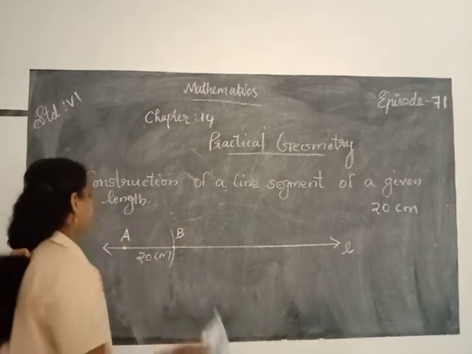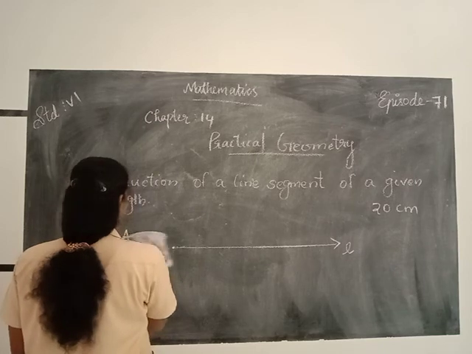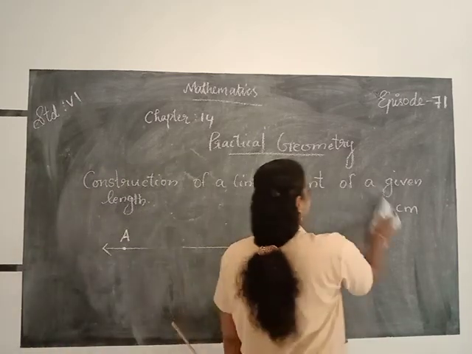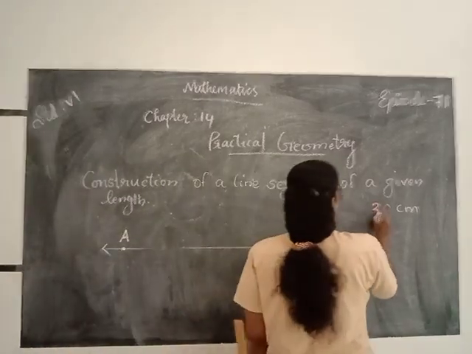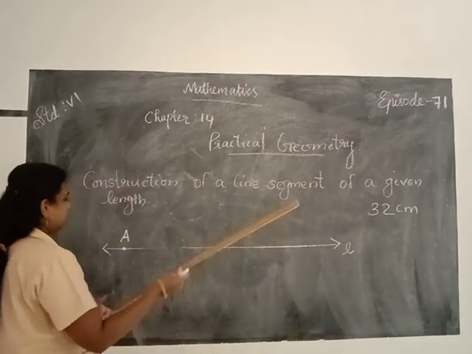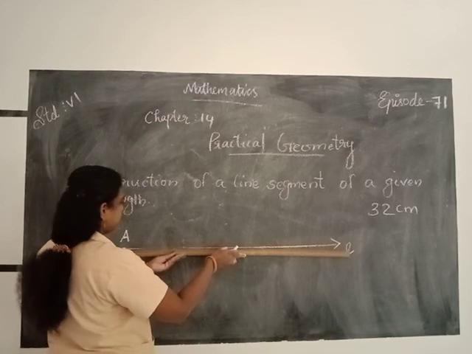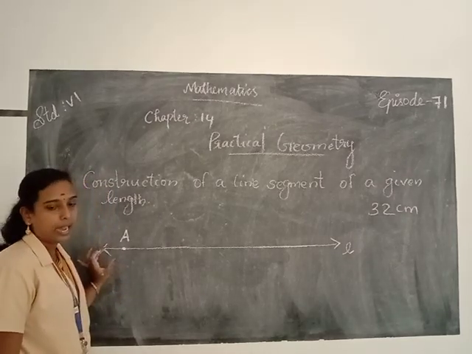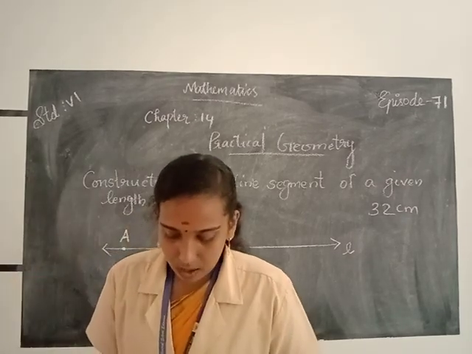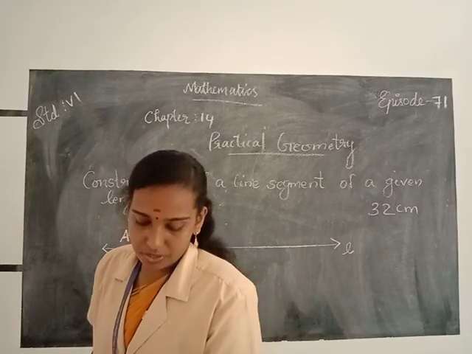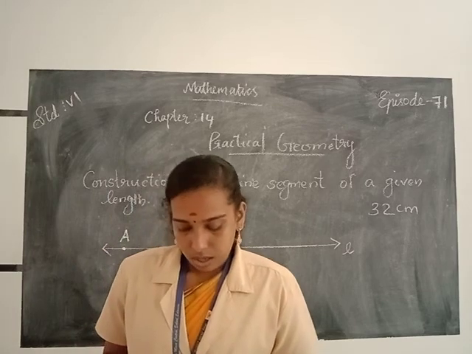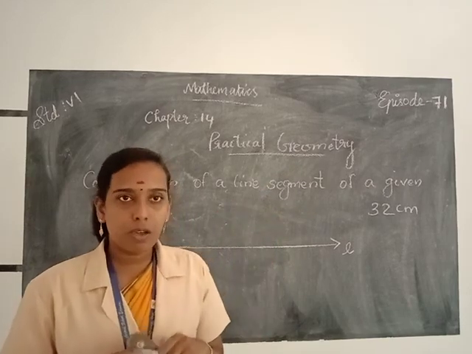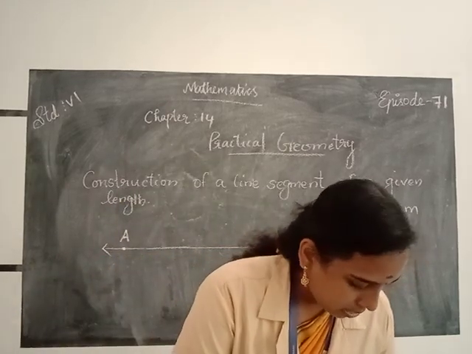For another example, if you want to draw a line segment of 32 centimeters, first you draw a line L, then mark the point A on the line L. Then take the compass, with the compass point on the 0 mark of the ruler, and open it up to 32 centimeters. So take 32 centimeters in your compass by using a ruler. Okay, take 32 centimeters.